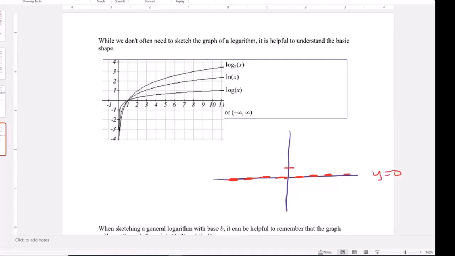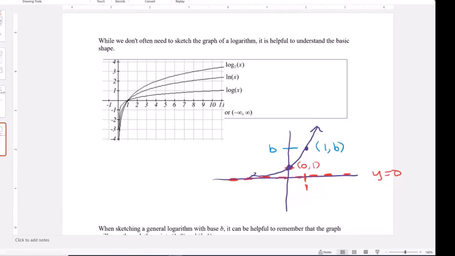It always goes through the point 0, 1. It always goes through the point when this is 1. So we have one point here, that's at 0, 1. And we have another point here, and that point is at 1, comma b. Okay? That's basically how the exponential function works, right? We've seen this before.